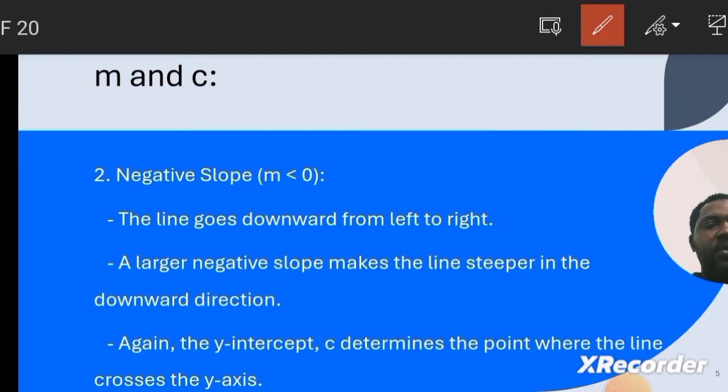Now for the second case, negative slope, which means m is less than 0. The line goes downwards from left to right. A larger negative slope makes the line steeper in the downward direction. It's important you know that. Again, the y-intercept c determines the point where the line crosses the y-axis.